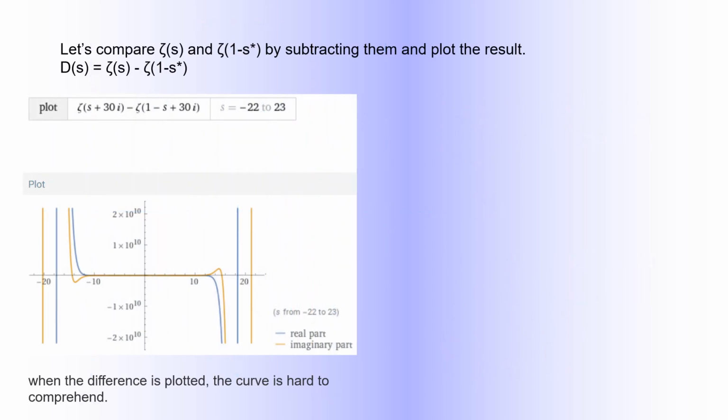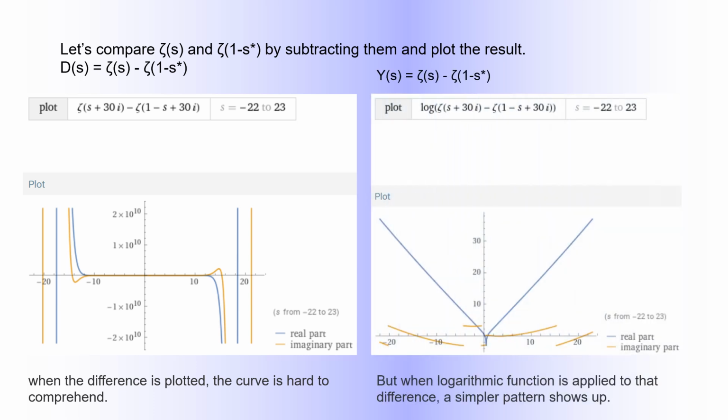Let's compare zeta of s and zeta of 1 minus s conjugate by subtracting them and plotting the result. When the difference is plotted, the curve is hard to comprehend. But when a logarithmic function is applied to that difference, a simpler pattern shows up. Its shape suggests that it shall be called the y function.